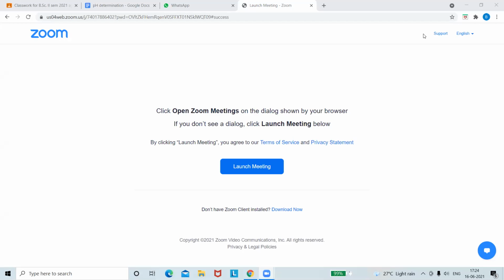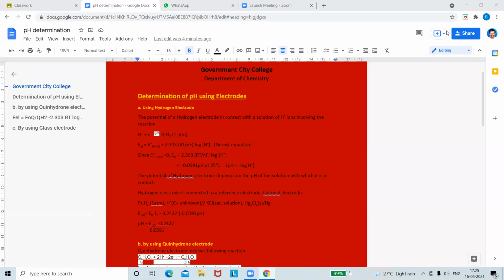Okay, what we have to take here is a beaker in which, for example, if you take a hydrogen electrode, using the hydrogen electrode we can easily find out the pH of a solution. That is by using this one.